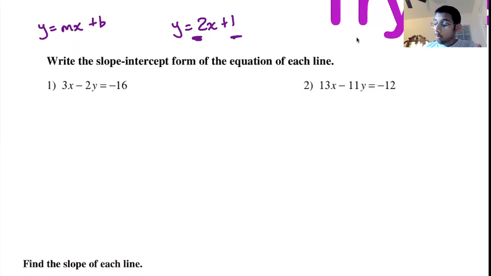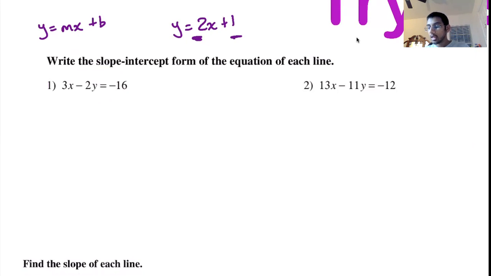So how do I get this to look like this? What I can do is try to get my y onto one side and then everything else will look like this.